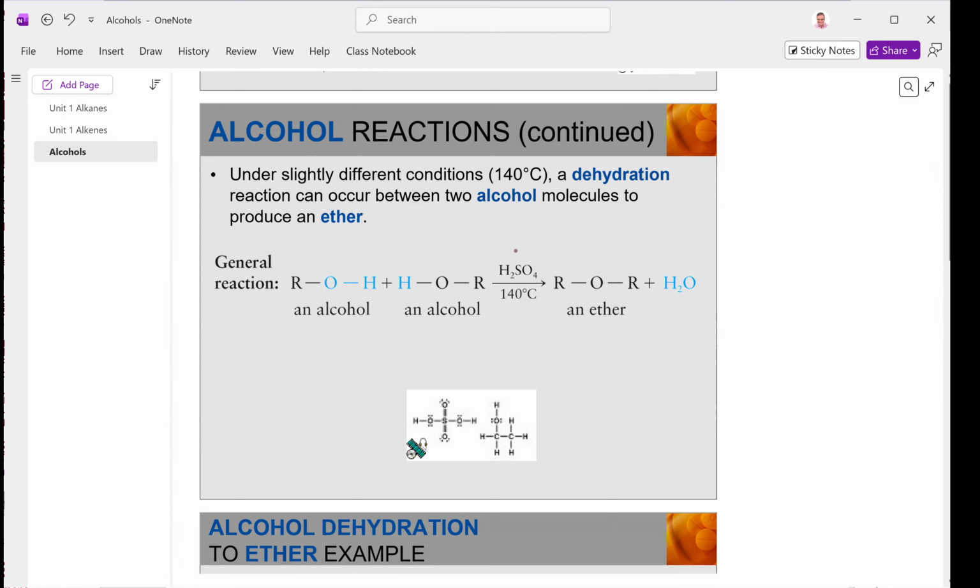So you've got two alcohols. They don't have to be the same. They can be different alcohols. And then on either side of the oxygen will be that backbone of the alcohol you started with.